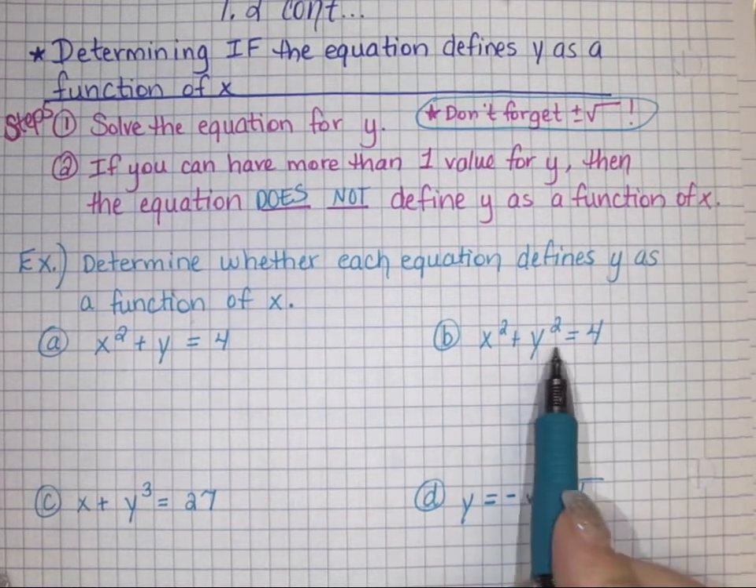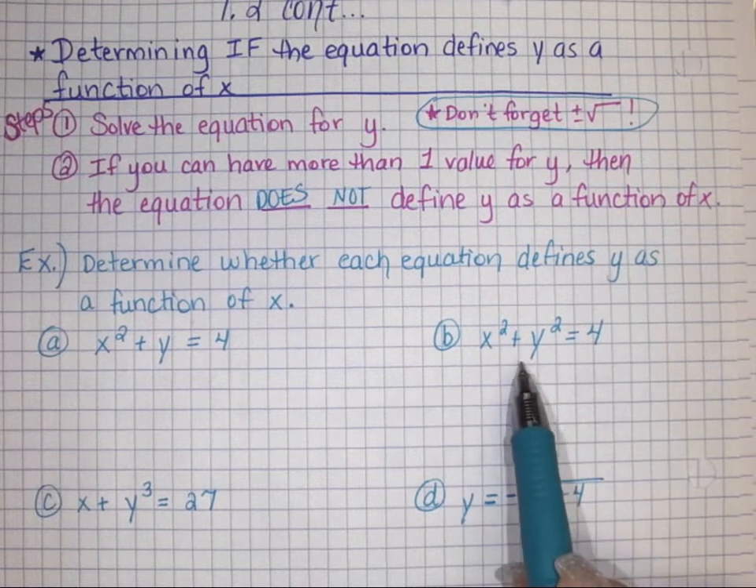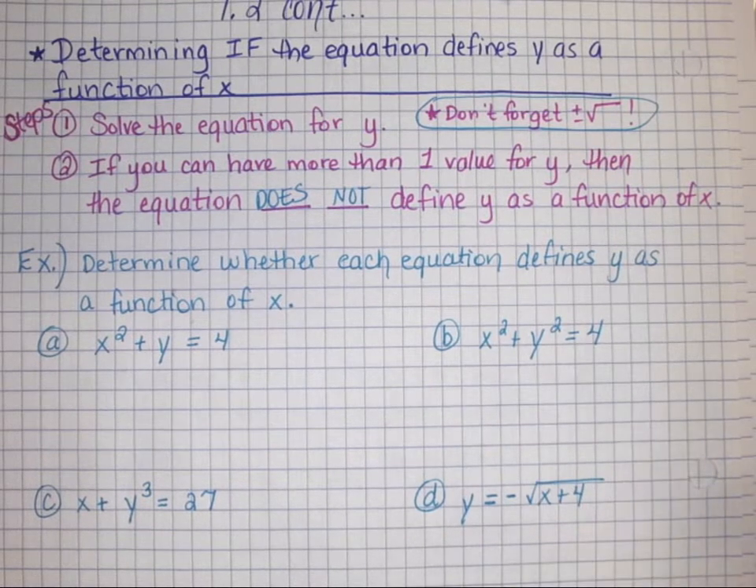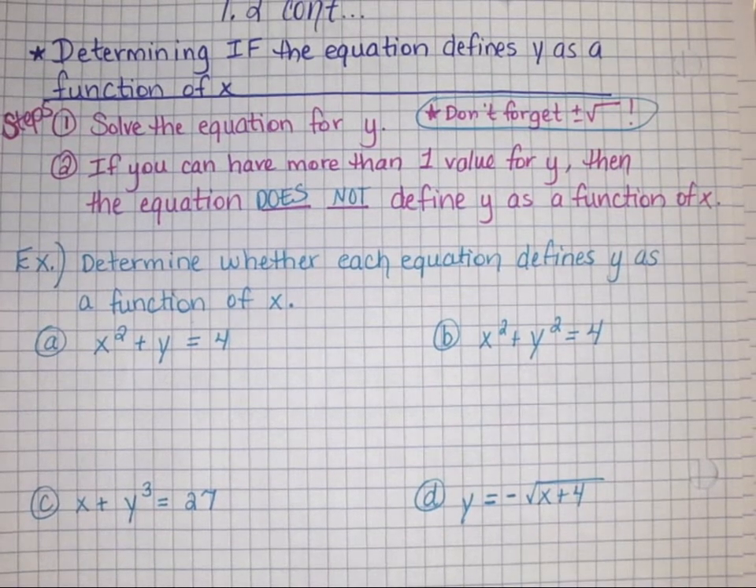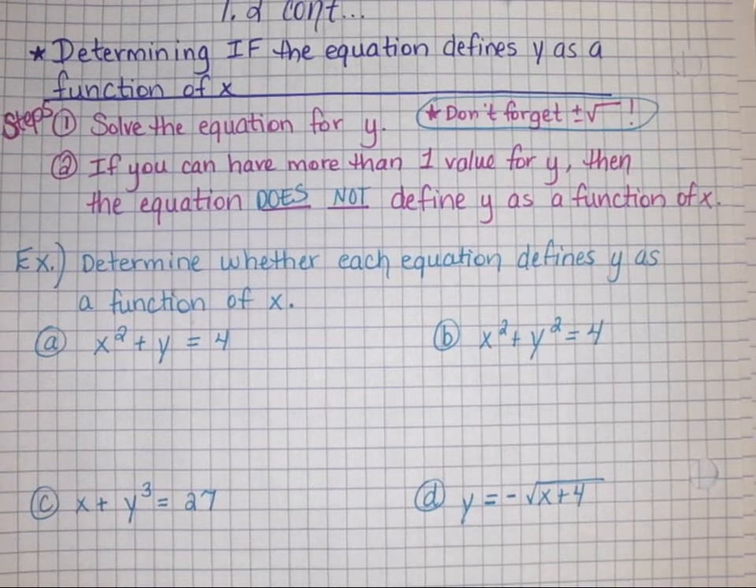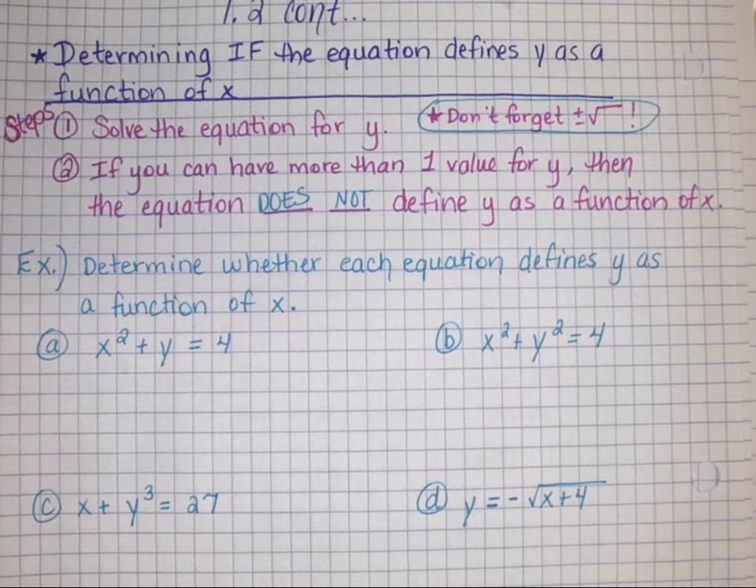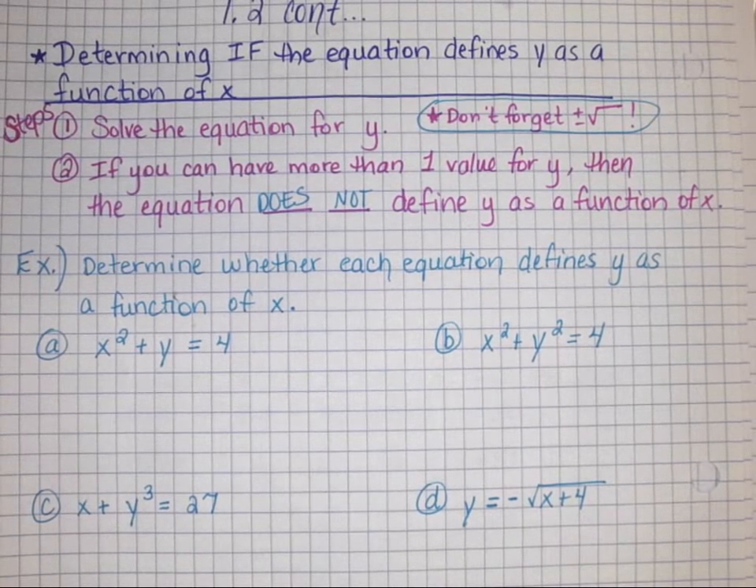So for example, in part B, when I solve this for y and I take the square root, I'm going to have a positive square root value and a negative square root value. So in that case, I would have 2 y values for 1 x, which cannot happen. And you're going to see that. It's kind of an abstract idea to try to wrap your brain around, but once you do several and keep practicing, you'll get the hang of it.